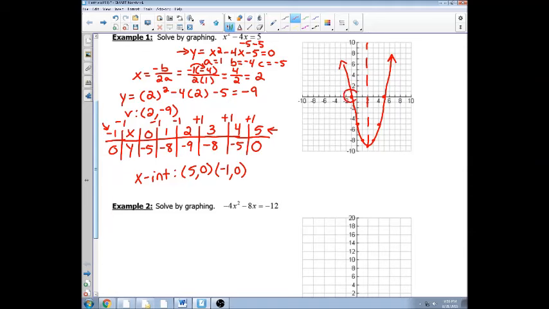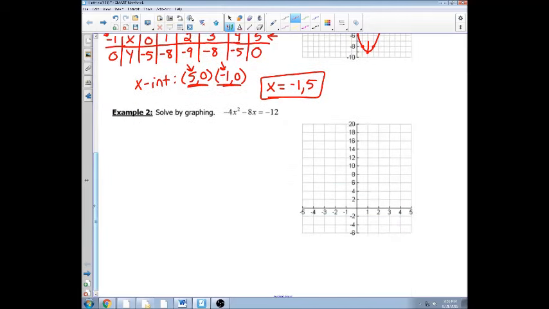My answers are these points on the graph right here that cross the x-axis. Those are also known as my x-intercepts. Okay? If those are my x-intercepts, then I would write x equals negative 1 and 5. Those are my answers. It just comes from that negative 1 and that 5. Okay? Let's go ahead and do number 2 then.